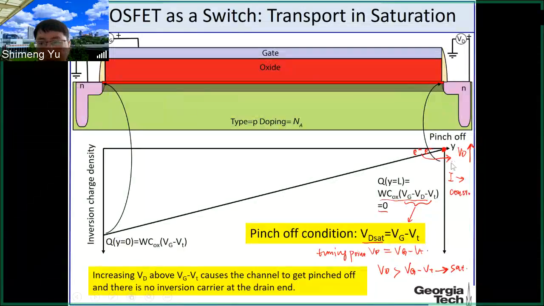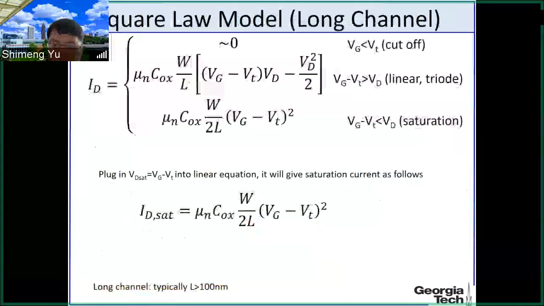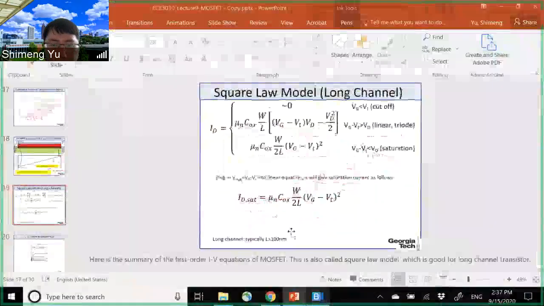Remember, the current depends on how many electrons and how fast they move. Since the charge density goes to 0, you don't have more electrons available. Then the current will be a constant. Okay, any questions?